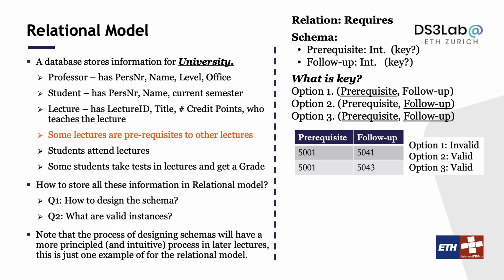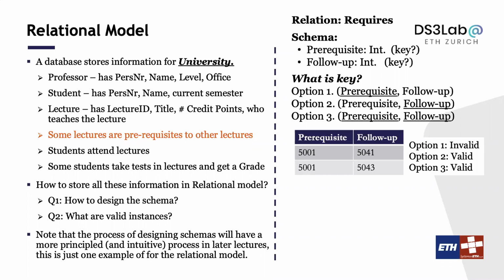For option 1, this is actually not a valid instance. If you have prerequisite as the key, this instance is not valid, right? Because I have two tuples sharing the same value here. So this instance is not valid under option 1. If you really want to allow this instance in your application, then option 1 is not a good choice because it's going to reject instances like this.